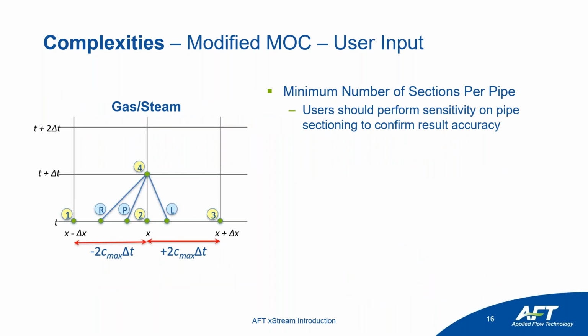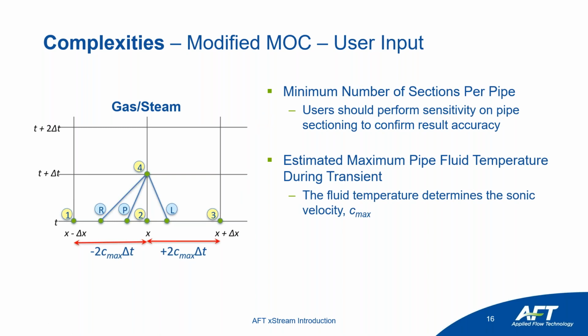So as we're specifying a model in xStream, we have a few more things we have to specify. We have to include the minimum number of sections. So how are we splitting that pipe up? And it's also important that users perform sensitivity studies so that we can confirm our result accuracy. Usually pipe sectioning is done for you in AFT Impulse. We say, hey, this is an acceptable error, we're going to do it for you, and then we'll go ahead and run your model. In xStream, we're putting a lot more trust in the user to add the number of sections. And so as you improve your model, improve your analysis, you can increase this number of sections until you get a consistent result.